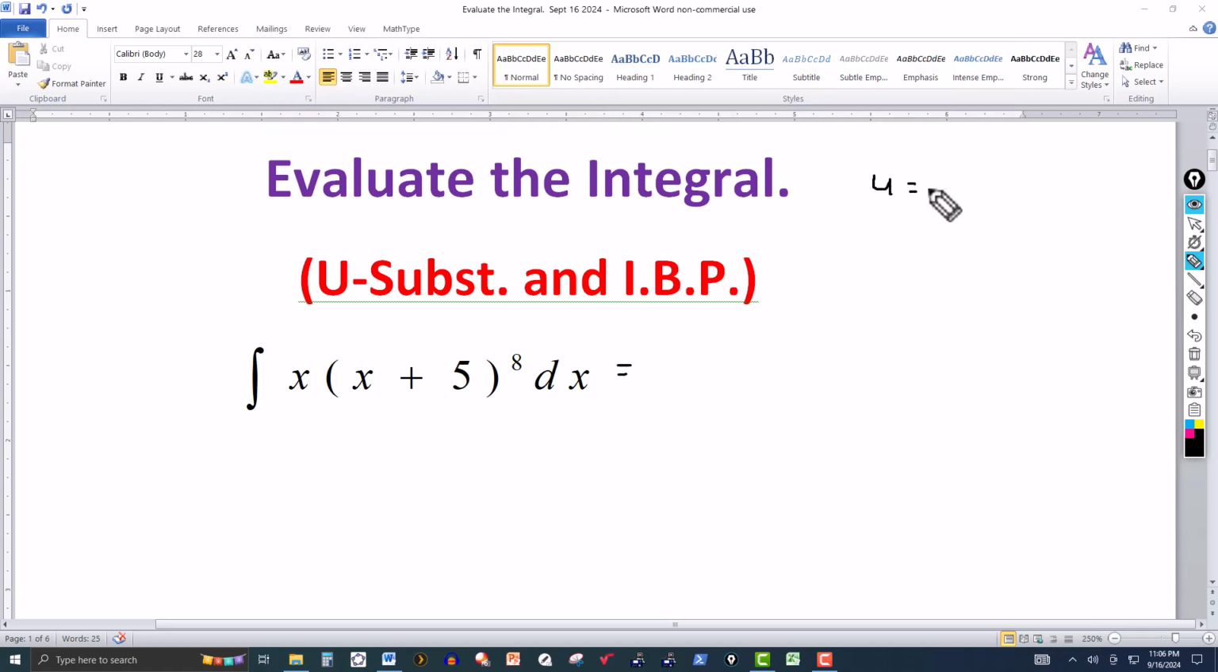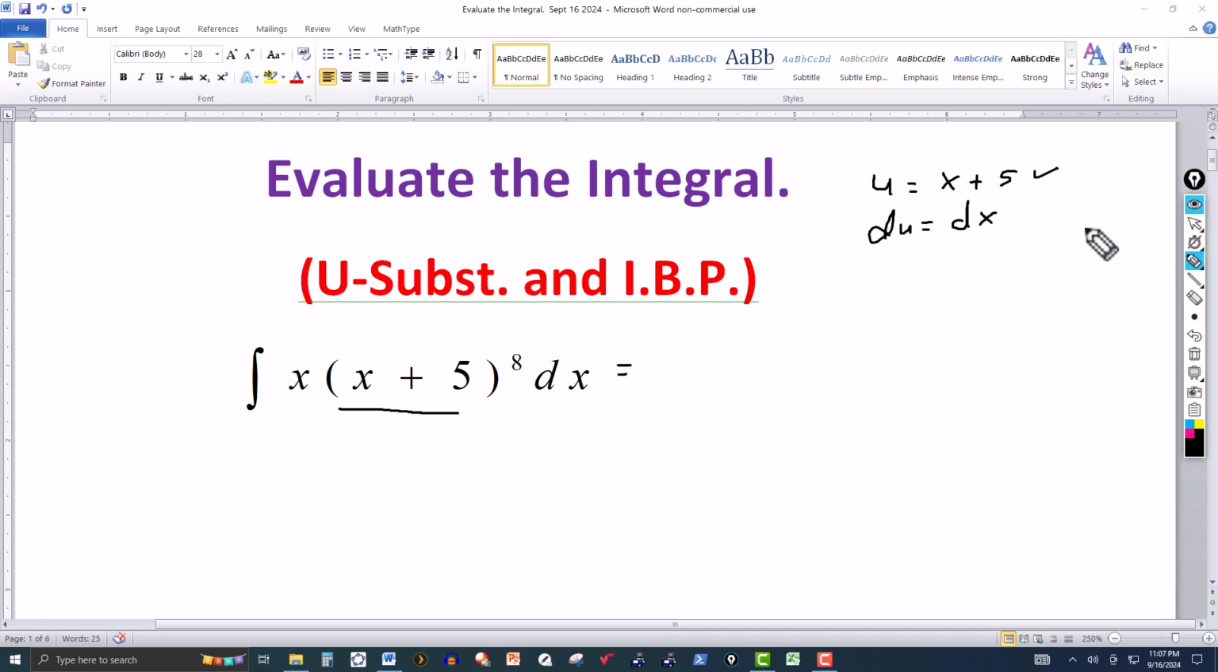I'm going to let u equal x + 5. Then du would equal the derivative of x + 5, which is 1, times the dx. So I want to express this integral in terms of u. Obviously the x + 5 is going to be your u. I don't want the dx, but notice dx is the same thing as du, so that takes care of this.